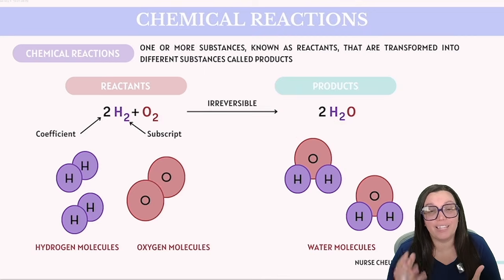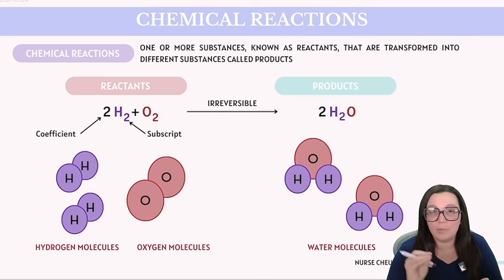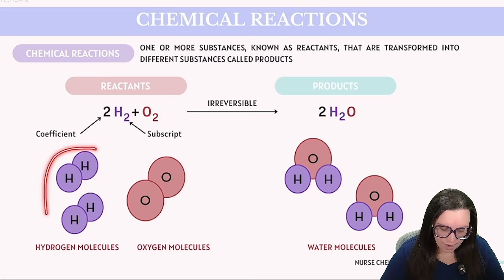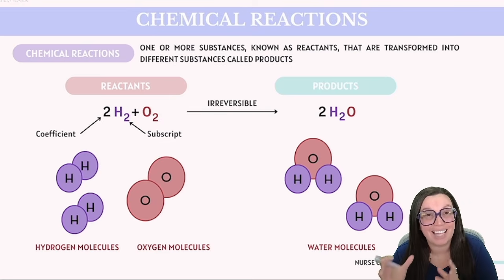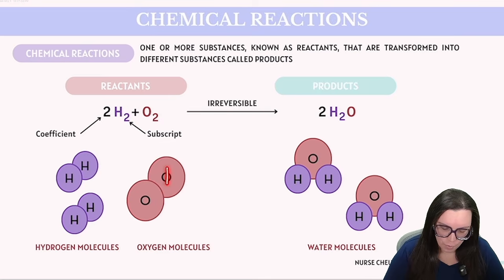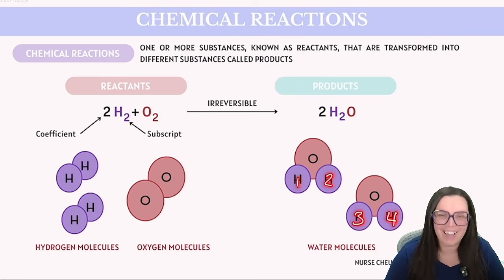It's important to note that in this process, no atoms are created or destroyed. So if we take a look at our equation, we know that we have 4 hydrogen atoms and we have 2 oxygen atoms. So if we were to count our products on the other side, we're going to see that we have the exact same number of atoms. We've got 1, 2 oxygen, 1, 2 oxygen here. We've got 1, 2, 3, 4 hydrogen here, and 1, 2, 3, 4 hydrogen here.